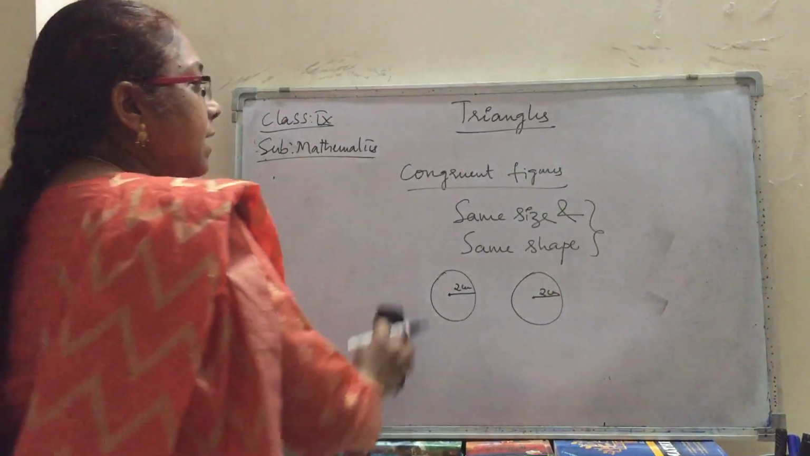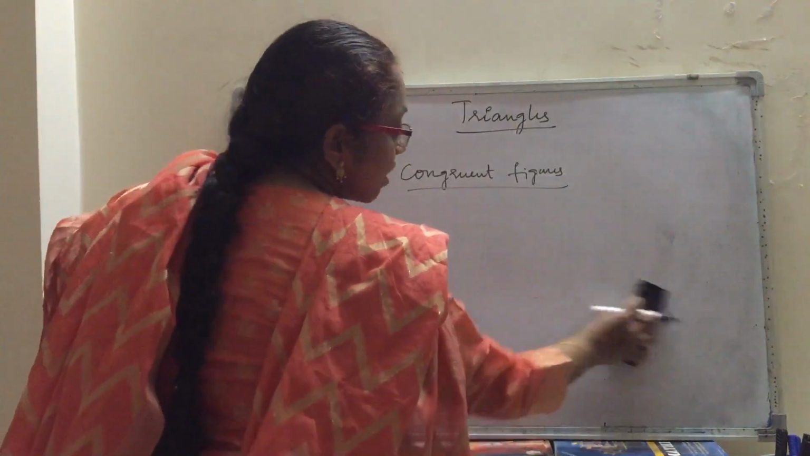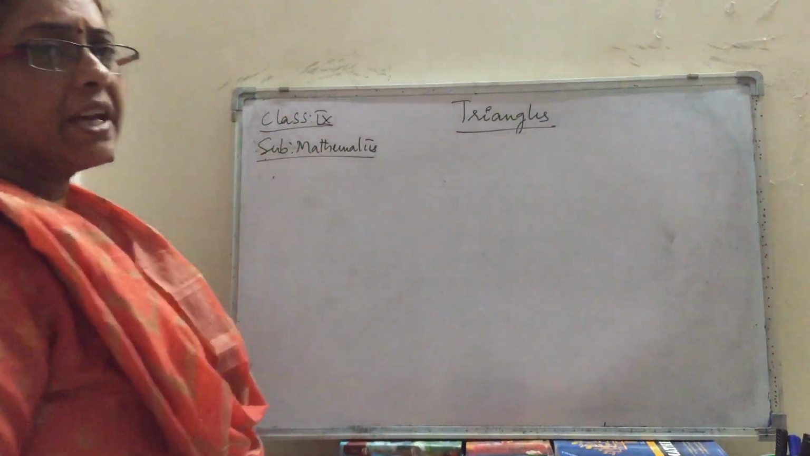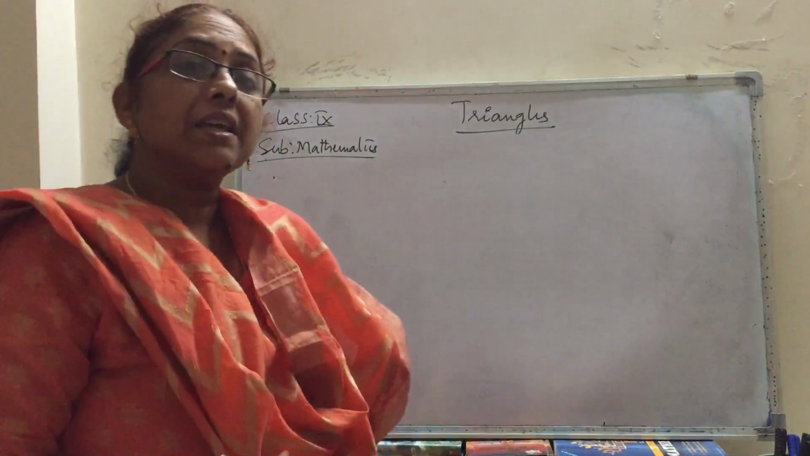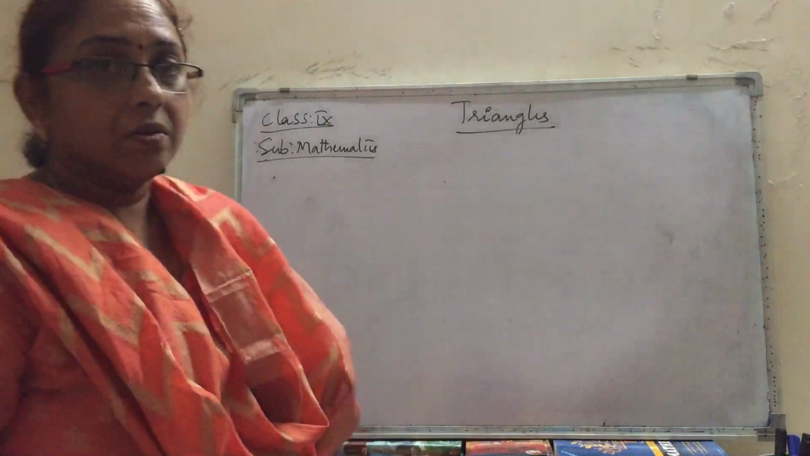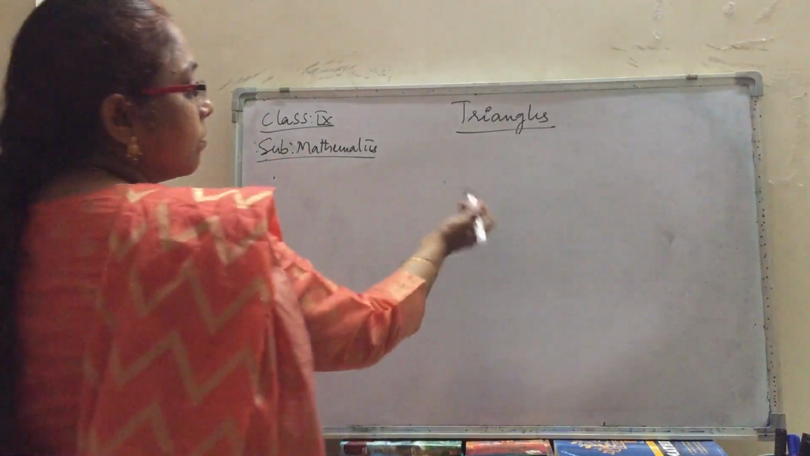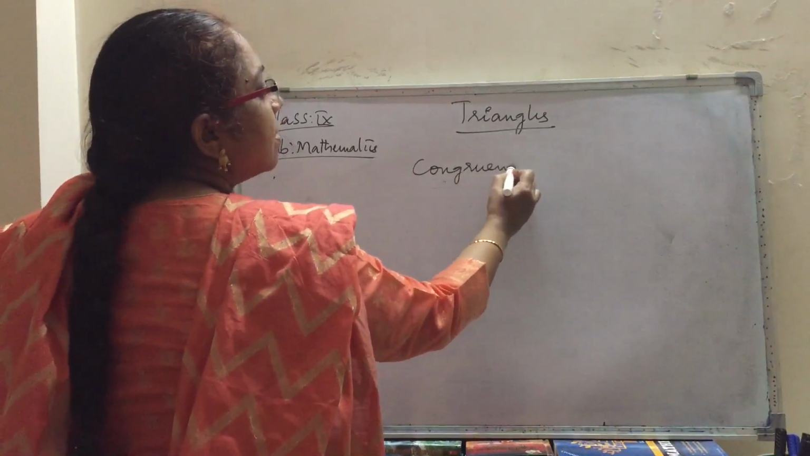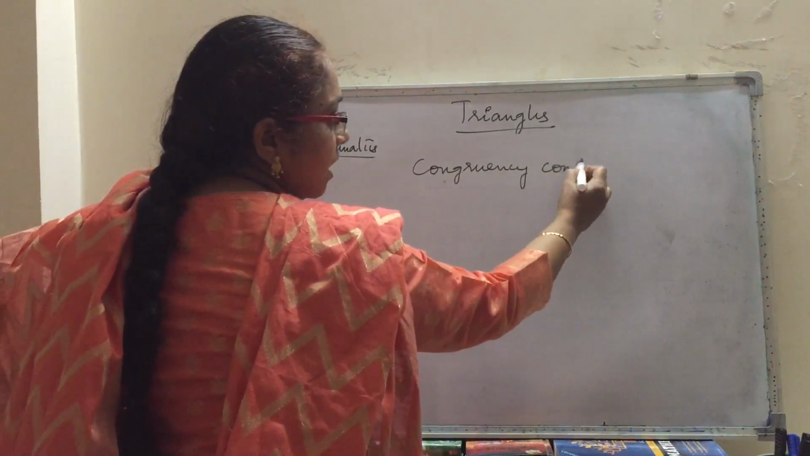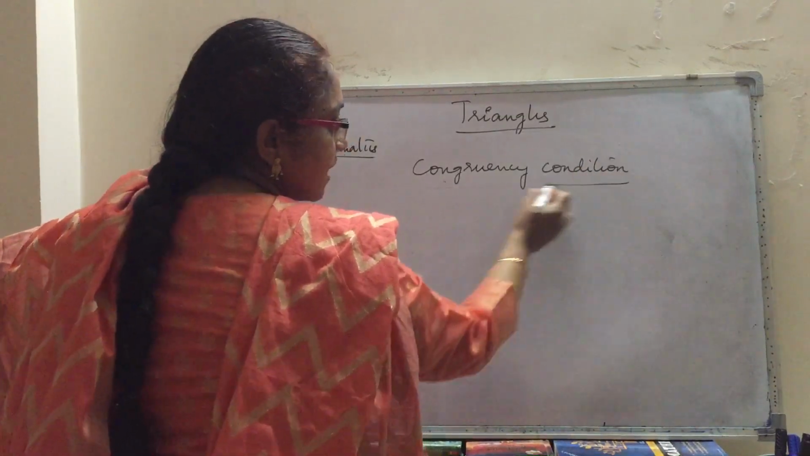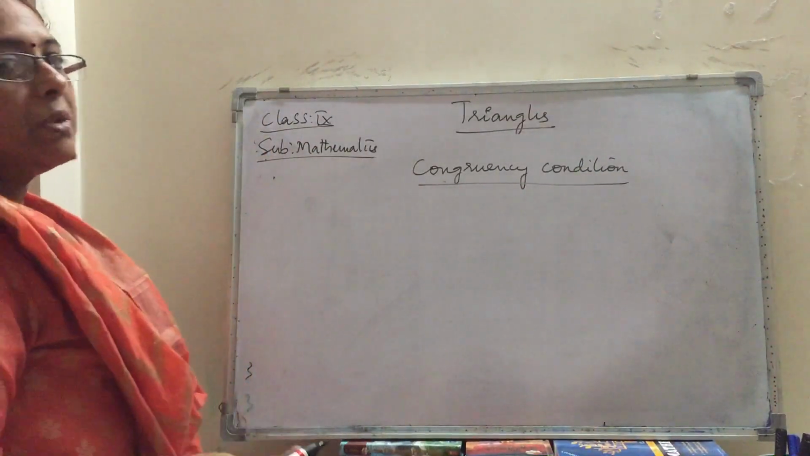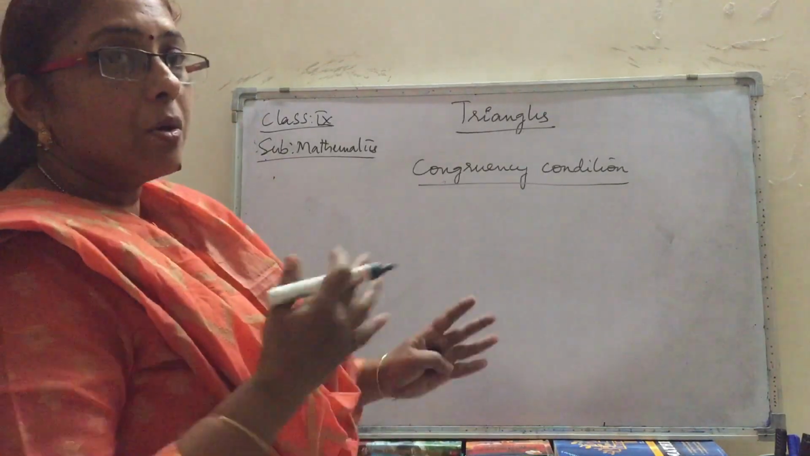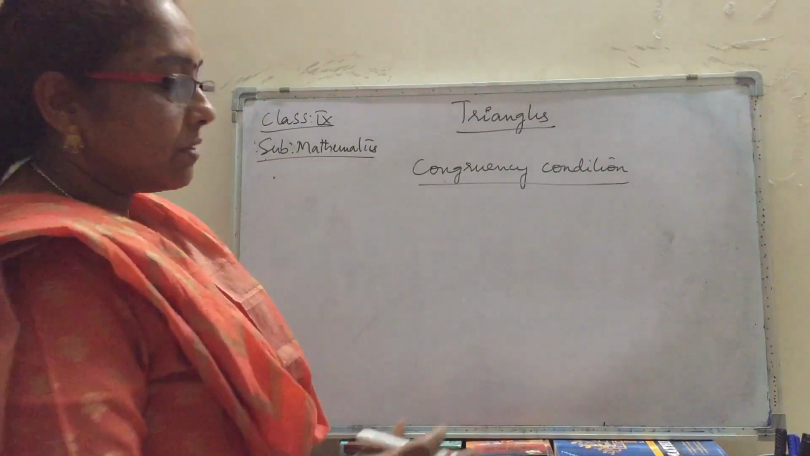Okay. Similarly, when are two triangles congruent, children? How many congruency rules do we have? Four. So, congruency conditions, or we can also say congruency criteria. Criteria means nothing but conditions. What are those conditions to make the triangles congruent?